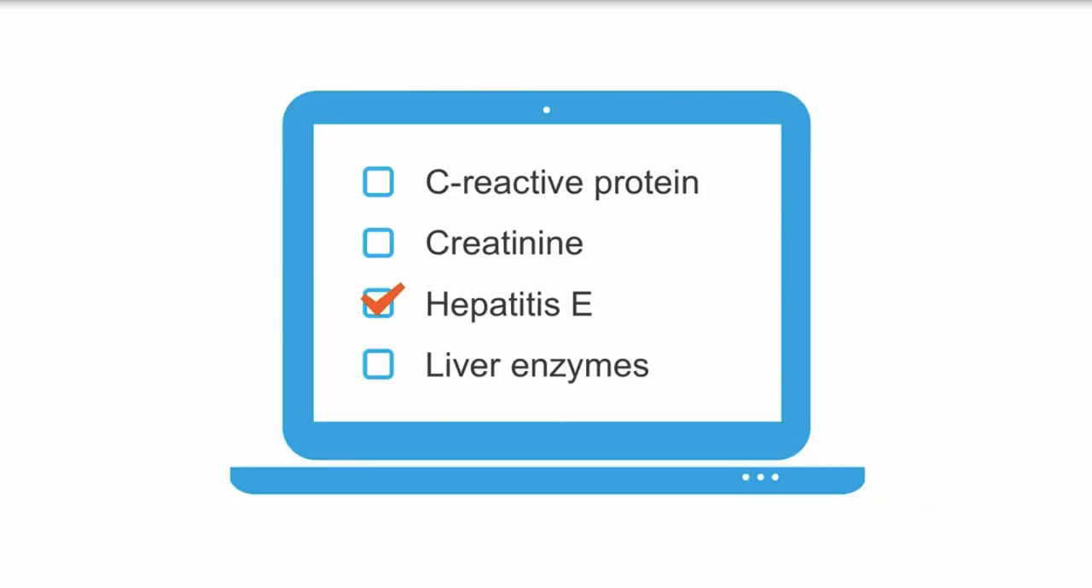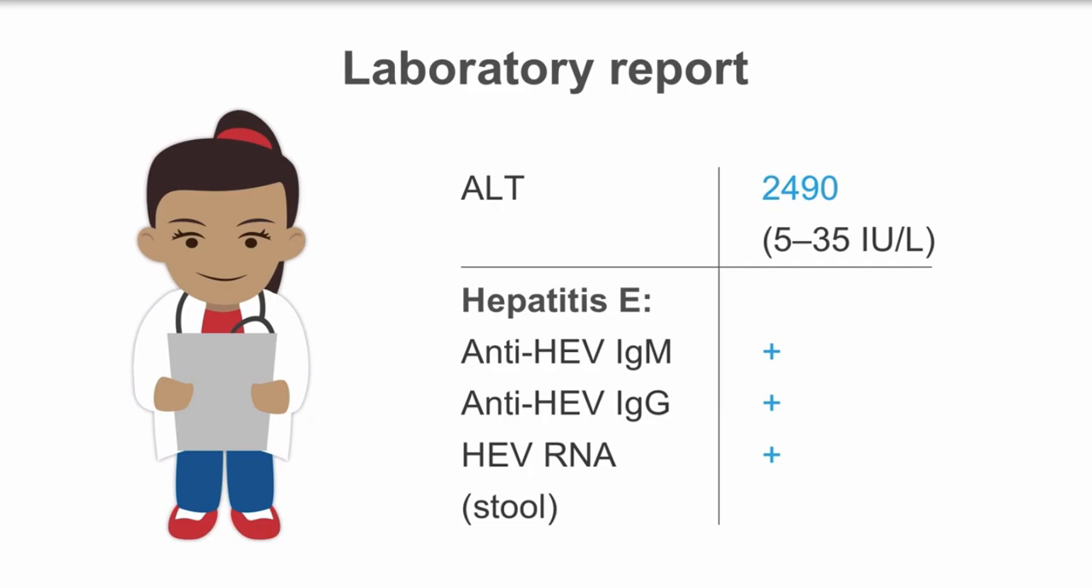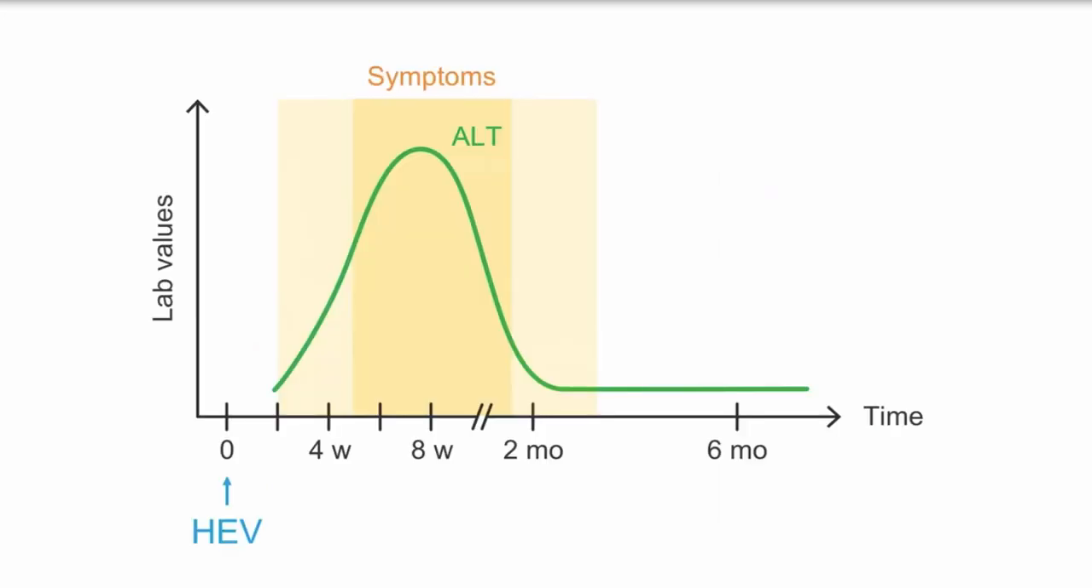Let's order lab tests. In Hannah's lab report, we can see that her liver enzyme function is significantly elevated. Furthermore, her hepatitis E tests are positive. Hepatitis E RNA is also detectable. So what's your diagnosis? Hannah has no history of immunosuppression. So let's take a look back at the graphic dealing with immunocompetent patients.